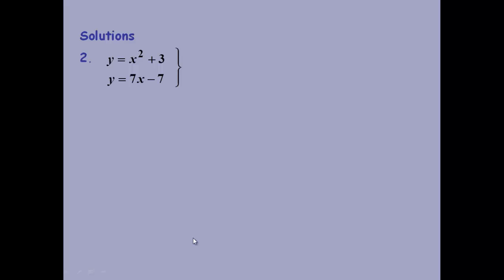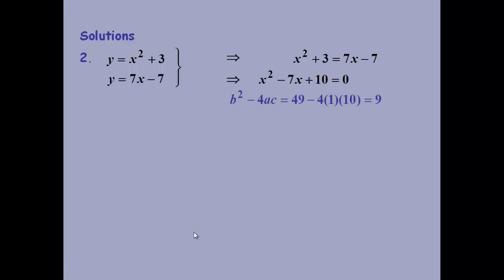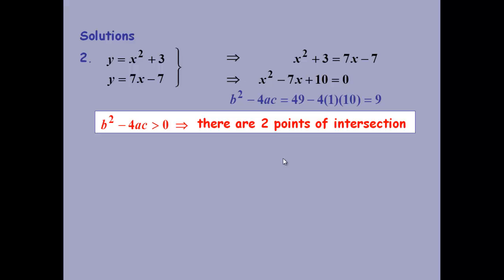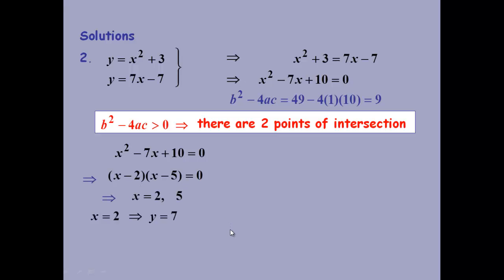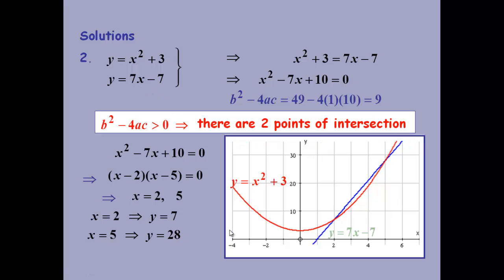Okay, the next one, these are already y equals, so we can immediately equate right-hand sides, organise the quadratic into the form we need, and the discriminant has a value of 9, so that suggests we've got two points of intersection because it's positive. And if we factorise, we can see that is the case. x equals 2 and x equals 5. Work out the corresponding y values by subbing into the linear equation here. And that's what it looks like. We have solutions at (2, 7) and at (5, 28).